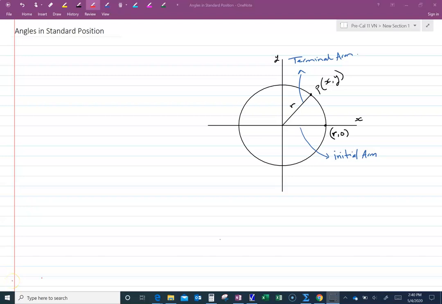Hello again. So today's lesson is about angles in a standard position, where we are going to take the concept of trigonometry and extend it. And to do that, we need to define a few terminologies. First one is a standard position angle.